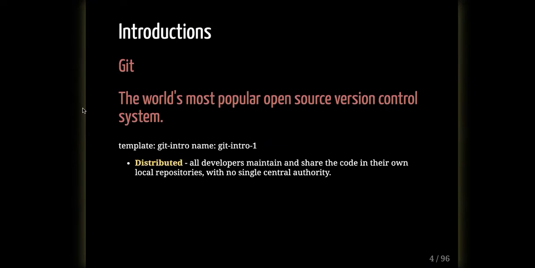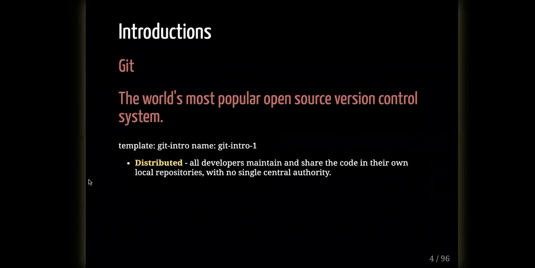Git is debatably the world's most popular open source version control system. I think it's probably, it's hard to get stats on this. I tried to find reliable stats, but I think it's probably the most popular, not just open source, but the most popular version control system just flat out. But I can't prove that to you, so I won't claim that that's true.